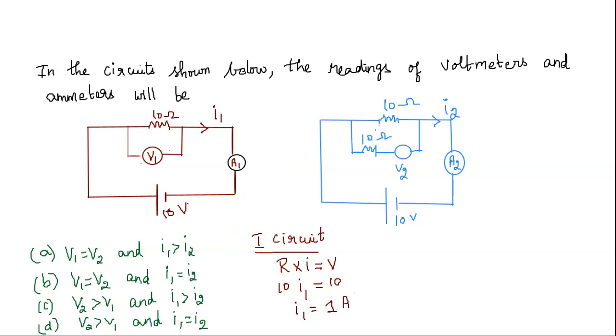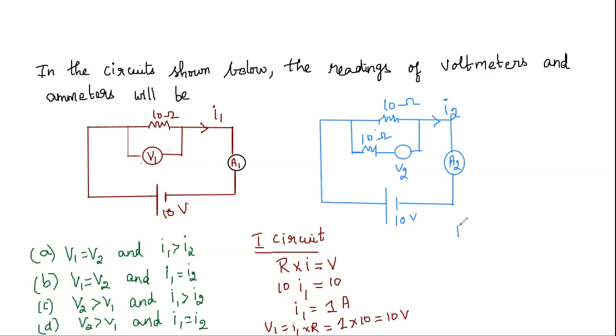Based on this, I can find out the value of this V1. V1 equal to I1 into R. I1 is 1 ampere. 1 into resistance 10 will give you 10 volt. So V1 equal to 10 volt and I1 equal to 1 ampere. So this is the first circuit. And now I am going to work with the second circuit.